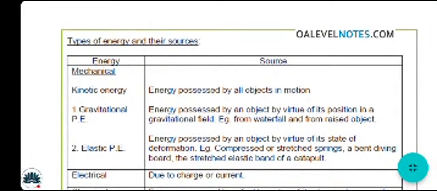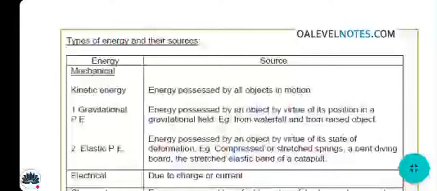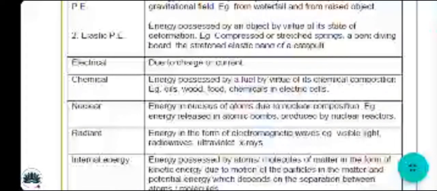Elastic potential energy is energy possessed by an object by virtue of its state of deformation. We'll be discussing it later in the next chapter, such as compressed or stretched springs, a bent diving board, or the stretched elastic band of a catapult. Electrical energy is due to charge or current, chemical energy is possessed by a fuel, and there are also nuclear and radiant energy.